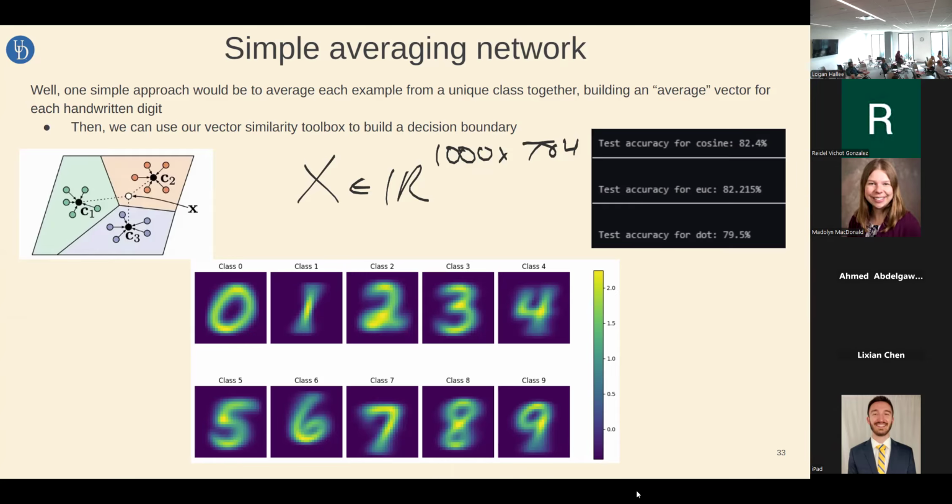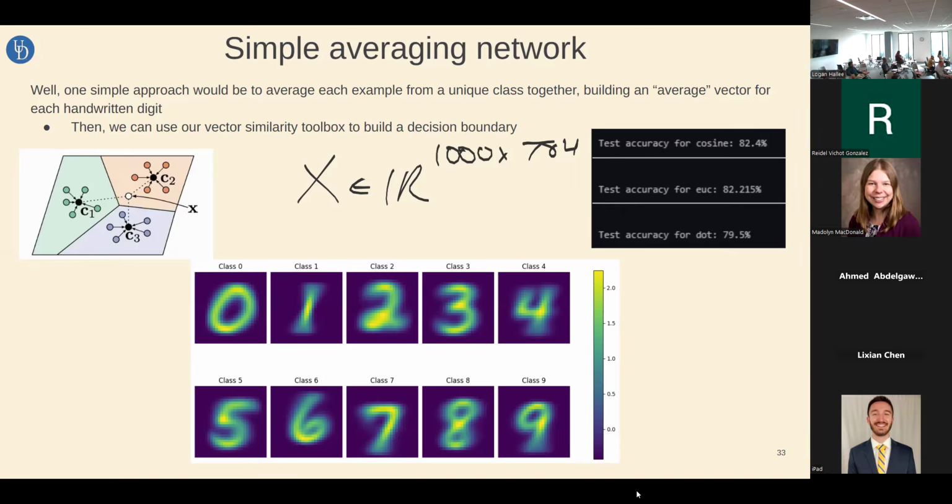I tried cosine similarity, I tried the Euclidean distance, I tried dot product. Again, the most effective is cosine similarity, since it's normalized, it's the easiest to work with. It actually gets us 82% accuracy just by doing it in a simple way. And the decision boundary it builds, I think, can be interpreted like this thing on the left, which is straight lines in between our averages.